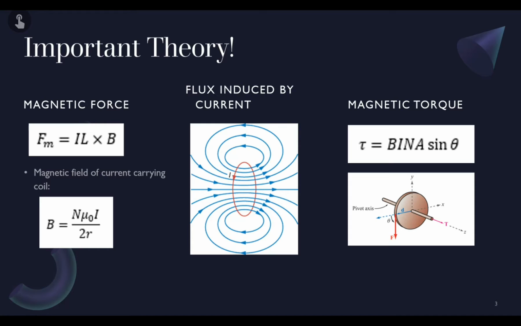Okay, so to start off, we just have some important theory to go over to get a basic understanding of how my final design ended up working. The first main concept that we'll be focusing on is magnetic force. A current carrying conductor in the presence of a magnetic field experiences a magnetic force that is given by this equation. It says that the magnetic force is equal to the current flowing through the conductor times the length of the conductor crossed with the magnetic field that is acting on the current carrying conductor. Okay, so that's the first little bit of theory that we're going to cover.